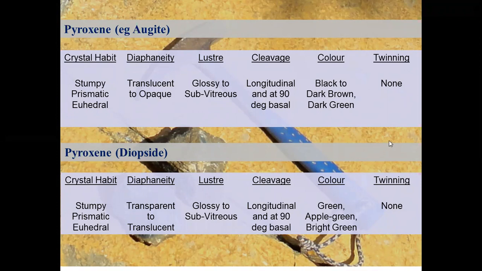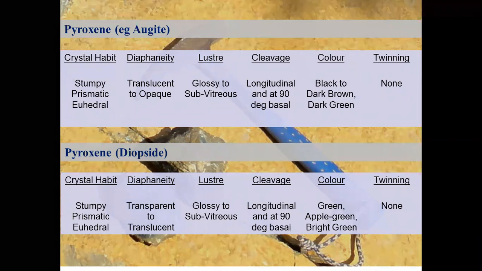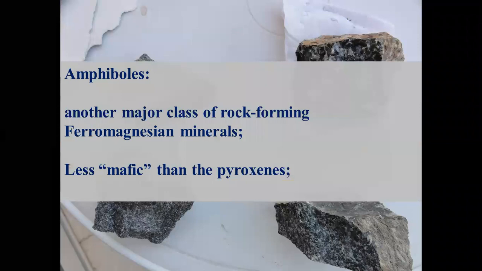So you won't mistake one for the other. Right, so those are the pyroxenes. As I say, that was a major group of the ferromagnesian minerals. We now come on to another of the major classes of rock-forming minerals, ferromagnesian minerals, and these are the amphiboles.